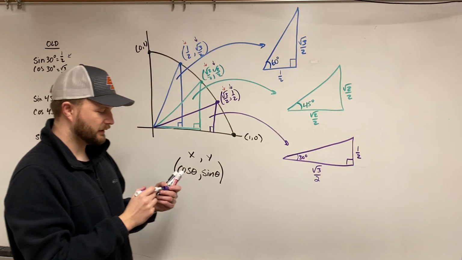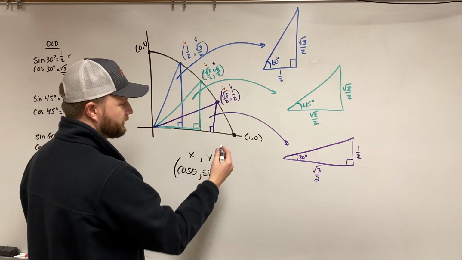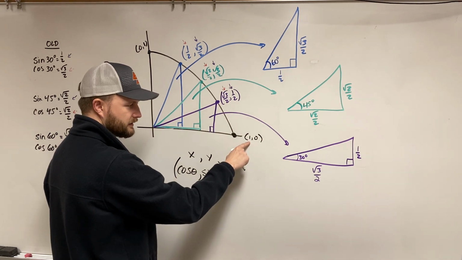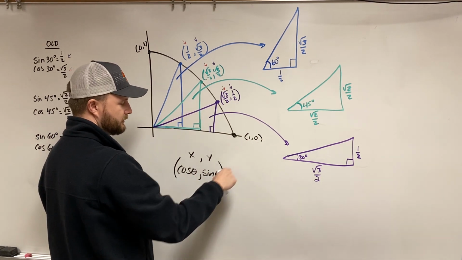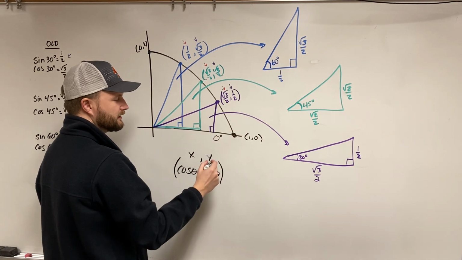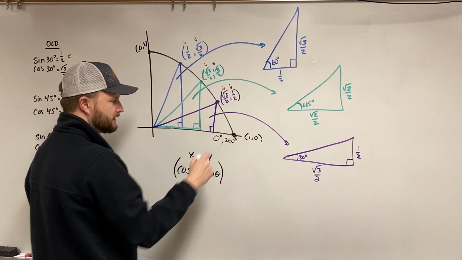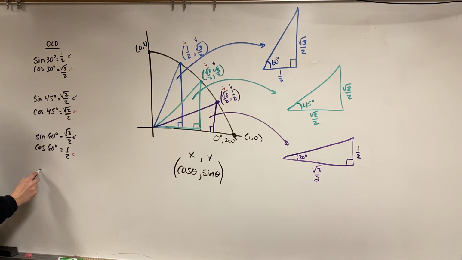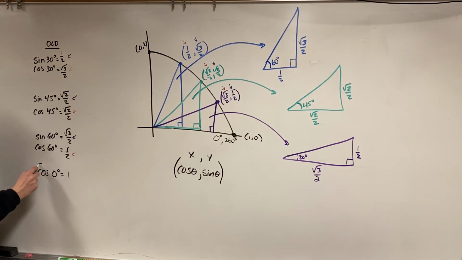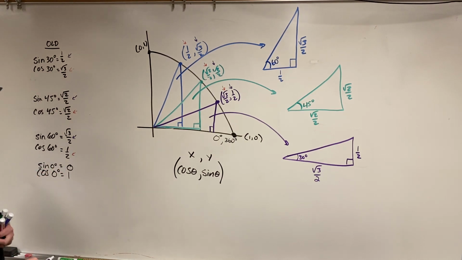Well, actually, we have a couple more to bring into the equation for sine and cosine. Before, we didn't talk about the point 1 comma 0. So the cosine would be the x, the sine would be the y at 0 degrees, or 360 degrees. So the cosine of 0 degrees would equal 1, while the sine of 0 degrees would equal 0, okay?